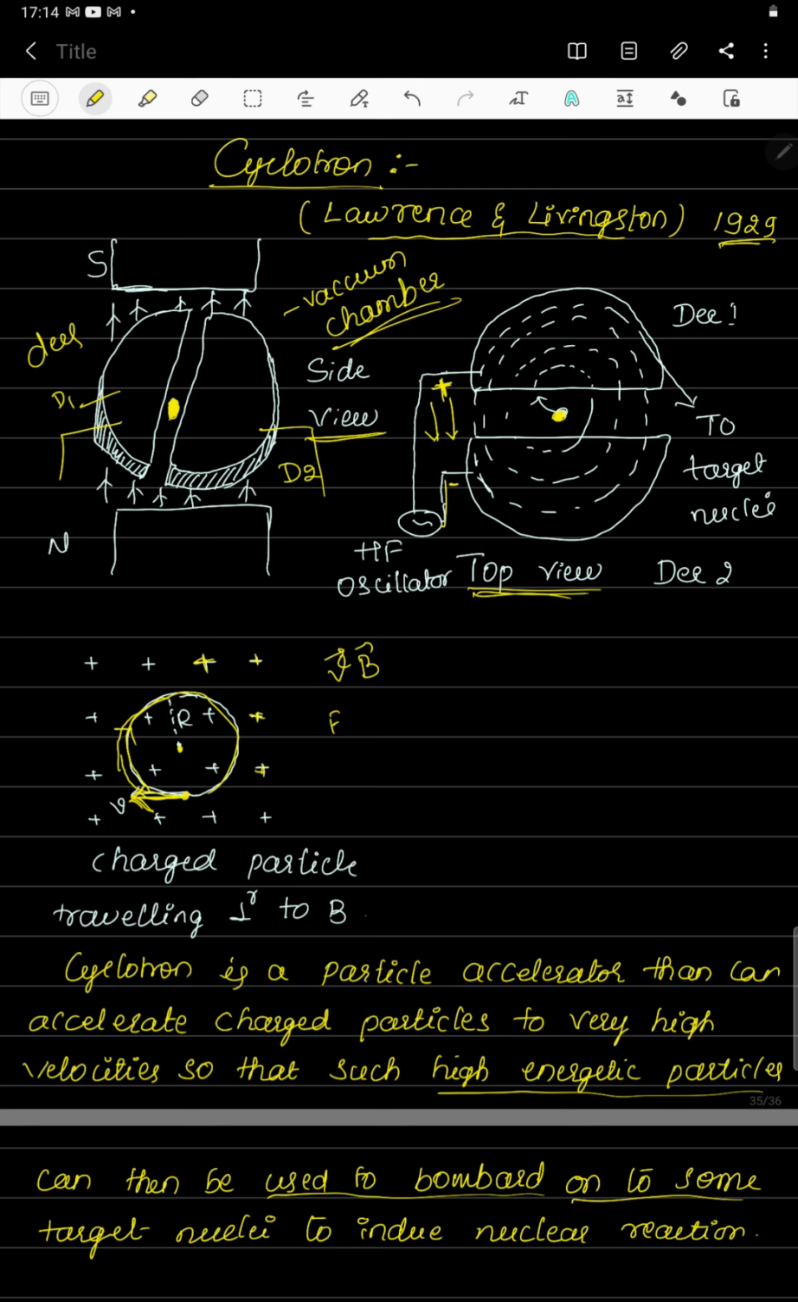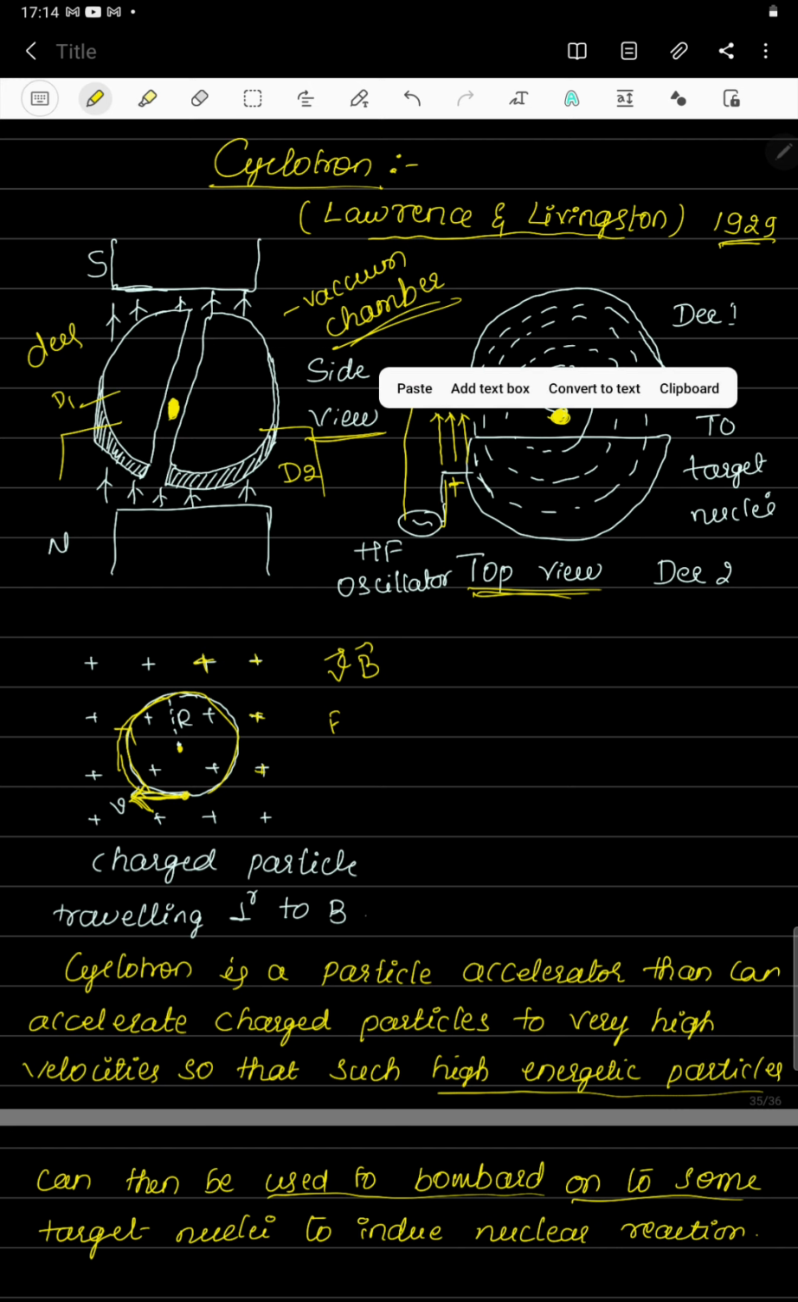And next, after a certain time interval, what happens? The first D gets negative charge, and the second D becomes positive charge. So the electric field lines will be in this direction, positive to negative. Let us suppose this source is going to emit the positive charge at this instant. From the source you get the positive charge, and the first D will be at negative potential.